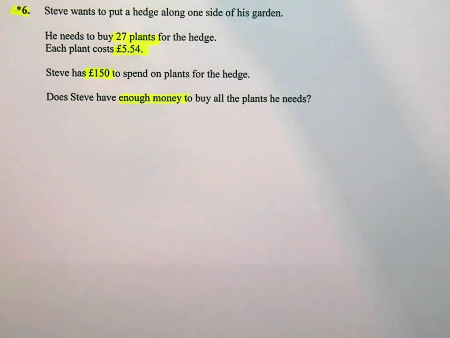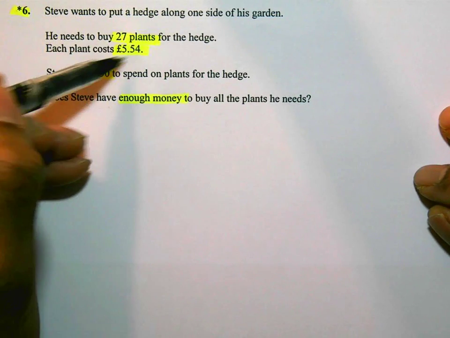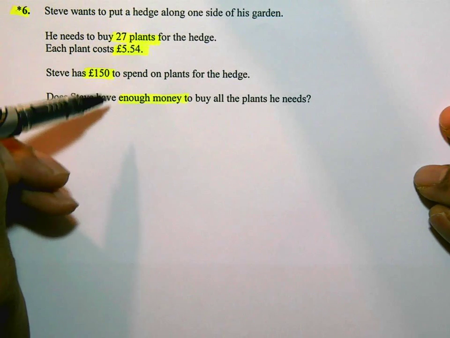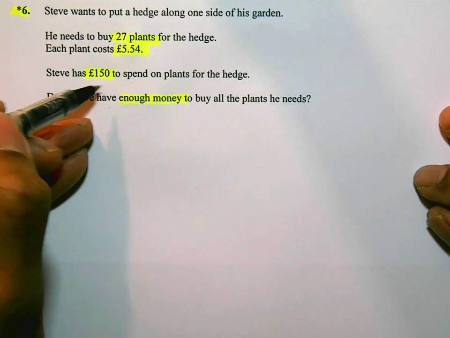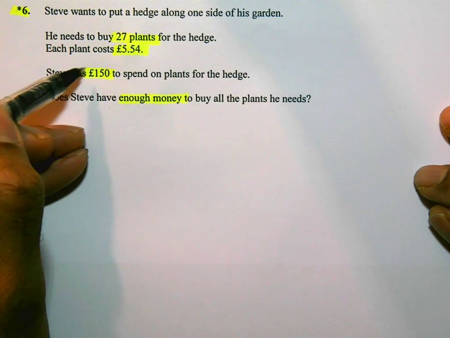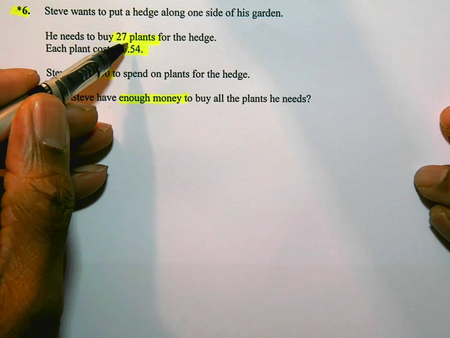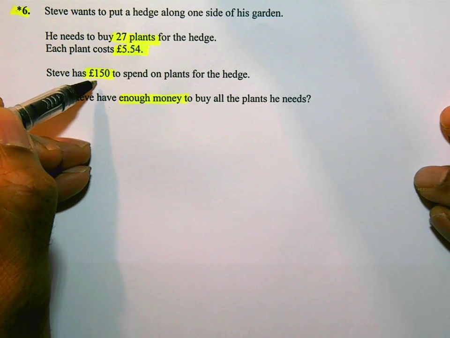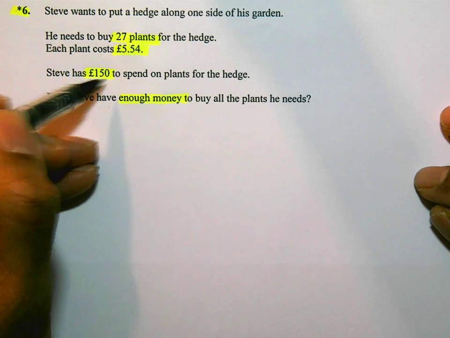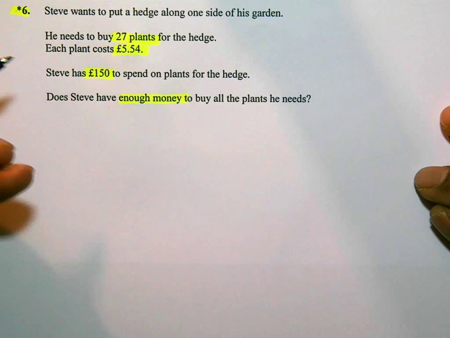Okay, so as you're reading the question, you need to think about what maths you need to do. And really, what I need to find out is how much these 27 plants are going to cost. And once I work that out, I need to decide whether he has enough money or not. So once I work out how much these plants cost, if it's less than £150, he has enough money. If they cost more than £150, he doesn't have enough for it.